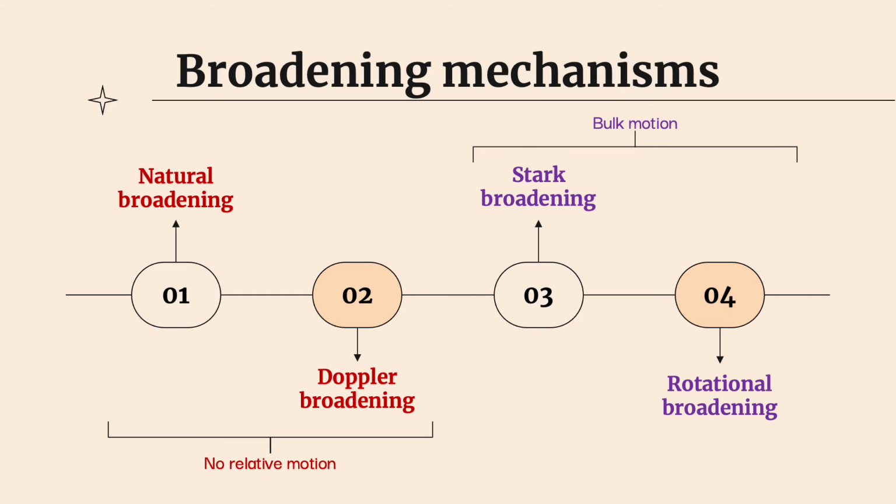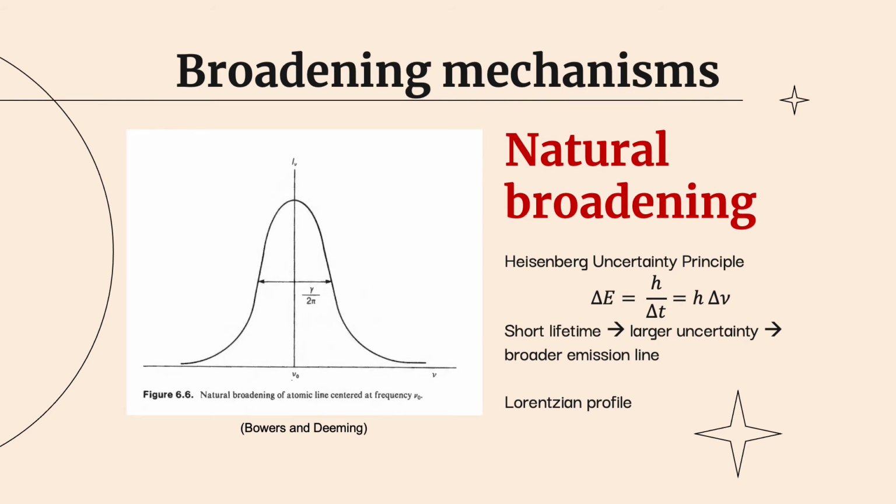We will look at 4 different mechanisms to go over today: natural broadening, Doppler broadening, Stark broadening, and rotational broadening. The first 2, natural broadening and Doppler broadening, don't involve bulk relative motion of particles, but the second 2 do involve bulk motion. Starting with natural broadening.